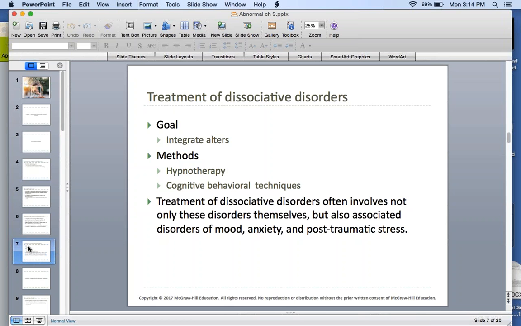Treatment for dissociative disorders often involves not only the disorders themselves, but really we end up treating the associated or comorbid disorders, right? So we find that as we treat the anxiety, as we treat the PTSD, as we treat the depression, these disorders dissipate. They go away, okay? And I think if you stop and think about that, it should kind of make sense, right? These strange, odd feelings dissipate as you treat what might be the core problem. Okay.